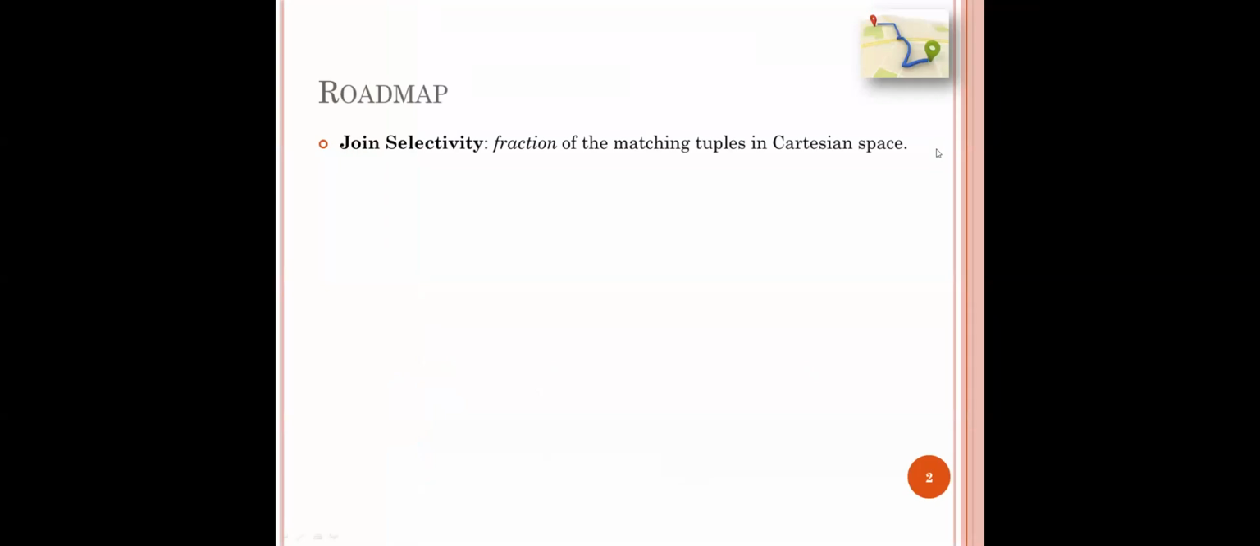Today, we will be introducing the second part of the query optimization, and this is the last lecture of this course. Actually, we will be introducing the concept of the join selectivity, which is the fraction of the matching tuples out of all the concatenated tuples that we can generate, and this is called the Cartesian space.